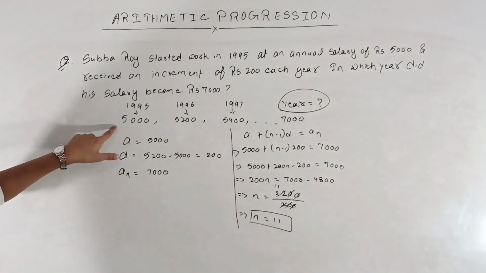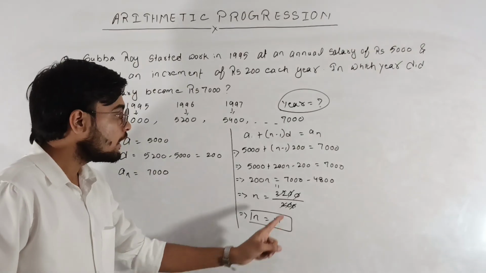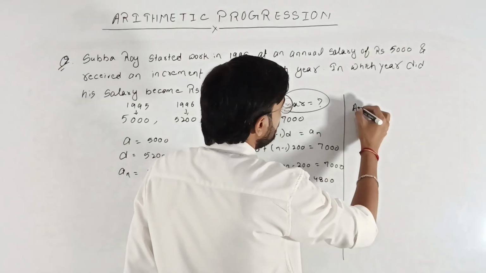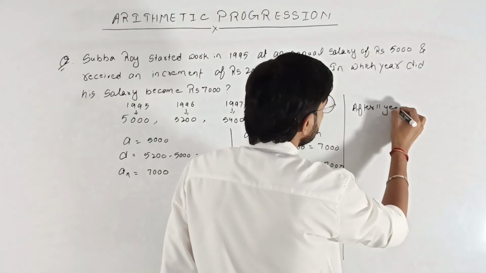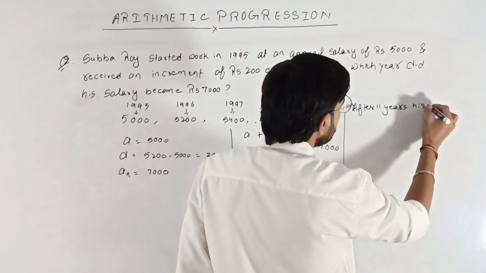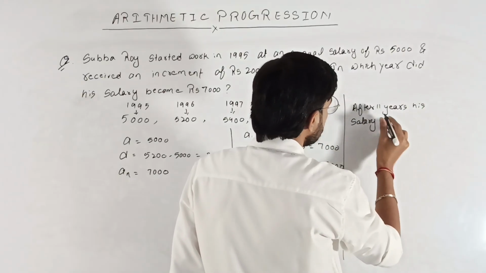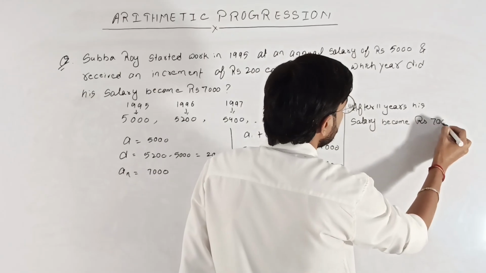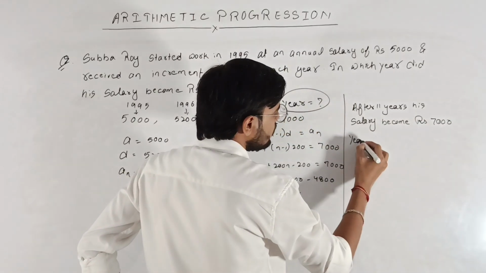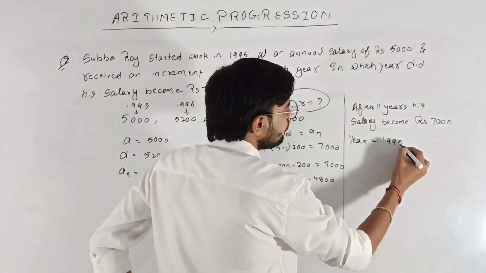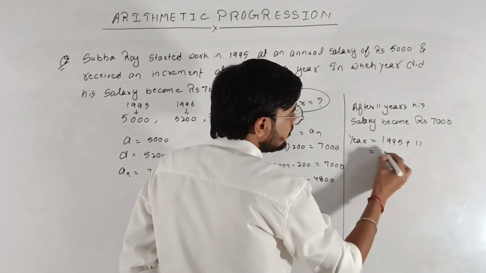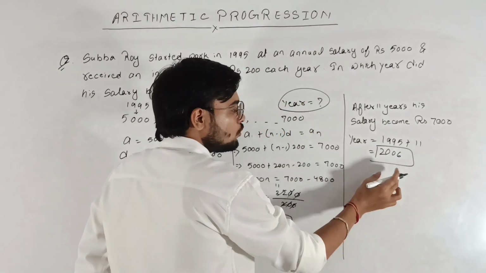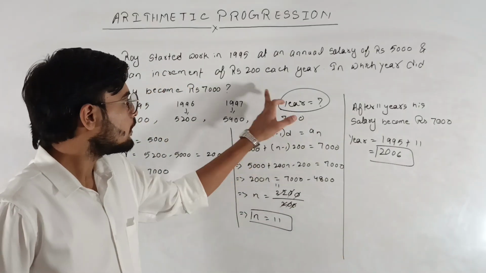So in 1995 his salary is 5,000. Now after 11 years his salary becomes 7,000. After 11 years, his salary became rupees 7,000. So he started work in 1995, so after 11 years we have to add 11. 1995 plus 11 is 2006. So in 2006, his salary is 7,000.